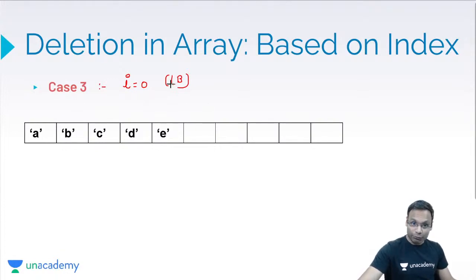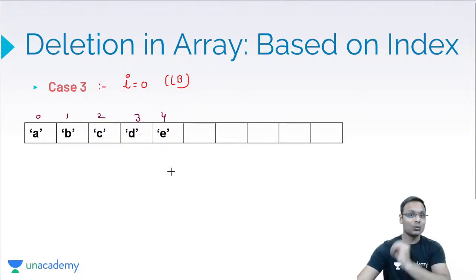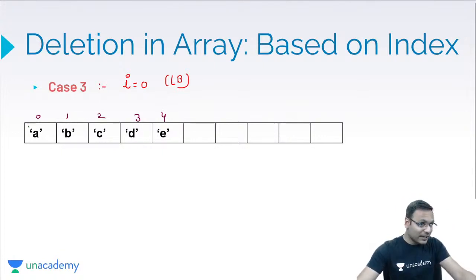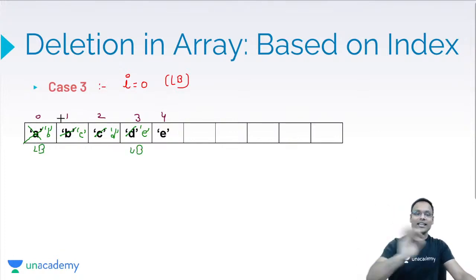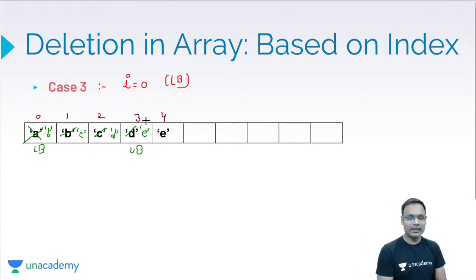If we are passing the I value as lower bound, what happens in this case? I will have to shift n minus 1 elements. Why? A is to be deleted. So A I am not shifting anywhere. B I will shift here, then C here, then D here, and E here. So here will be lower bound, and upper bound will be here, and the elements are B, C, D, E on the indexes 0, 1, 2, 3.